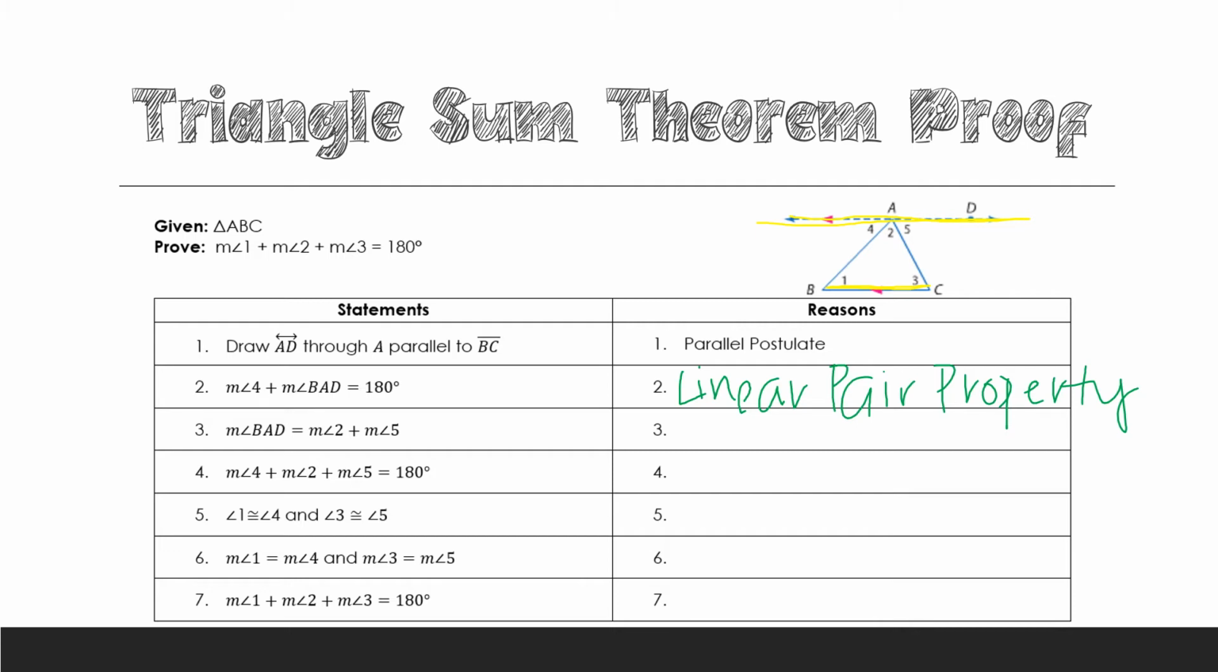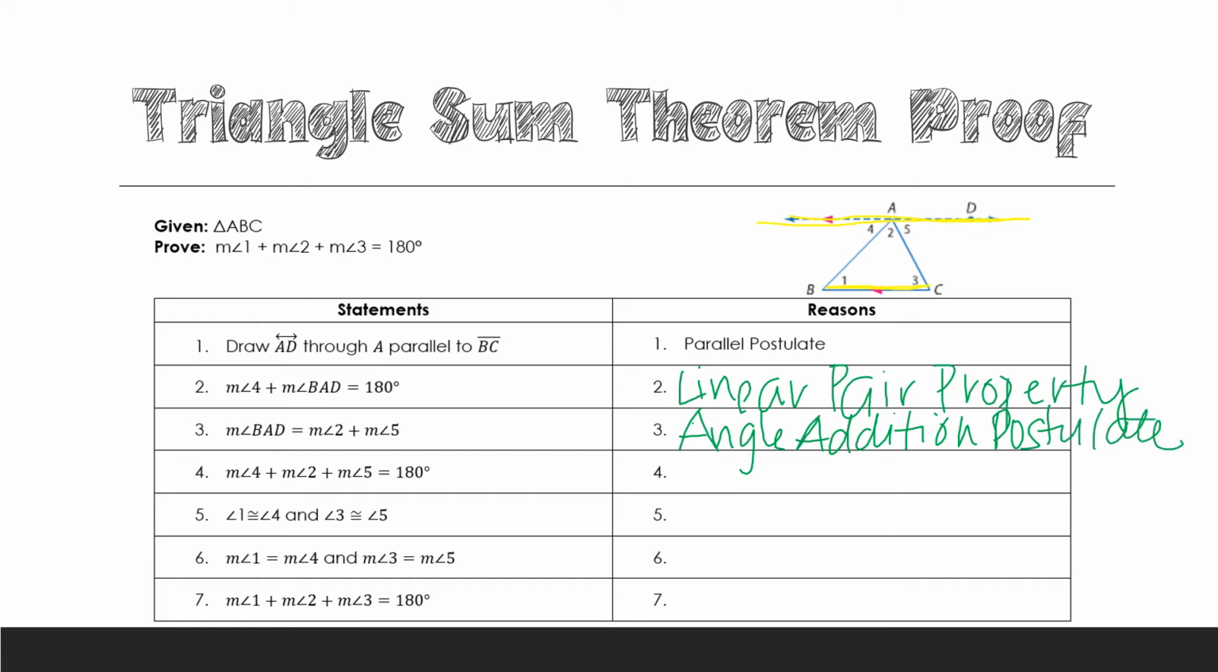And this is a postulate that we actually haven't done, but it's one that's like, well, of course BAD is 2 plus 5 because those are the two angles that make that angle. It's called the angle addition postulate. And this is the only proof that we're doing that is going to actually use angle addition. But it is actually used in a lot of proofs, or it can be used in a lot of proofs.